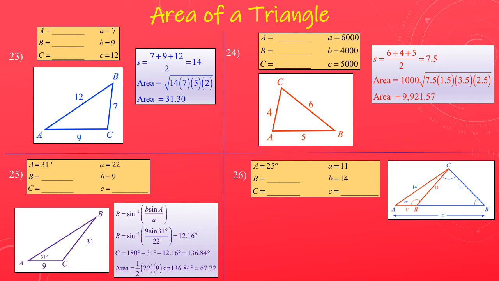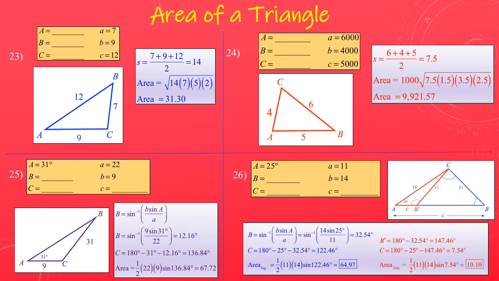And we get 12.16 degrees. From that point, we can get angle C, which is 180 degrees minus 31 degrees minus 12.16 degrees, or 136.84 degrees. So now we have enough information to use the area formula with SAS. So the area will equal 1/2 times 22 times 9 times the sine of 136.84, and we get 67.72.